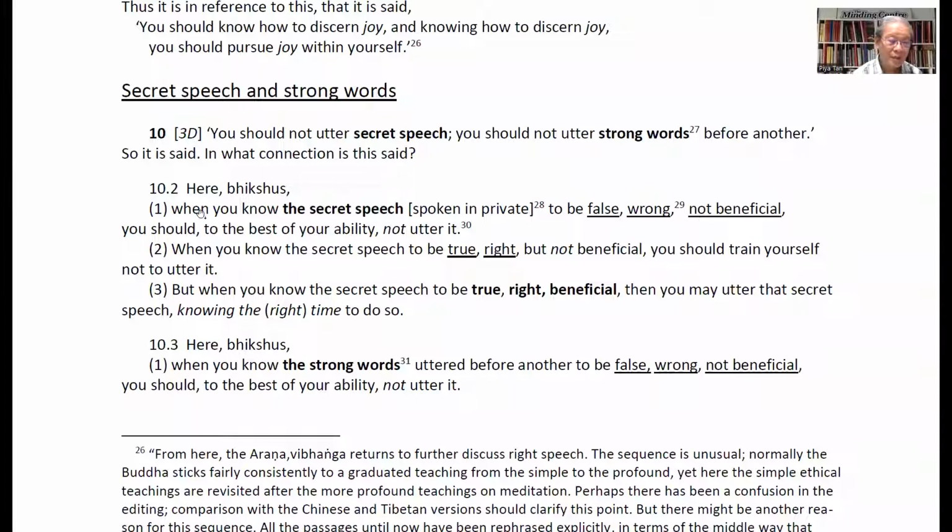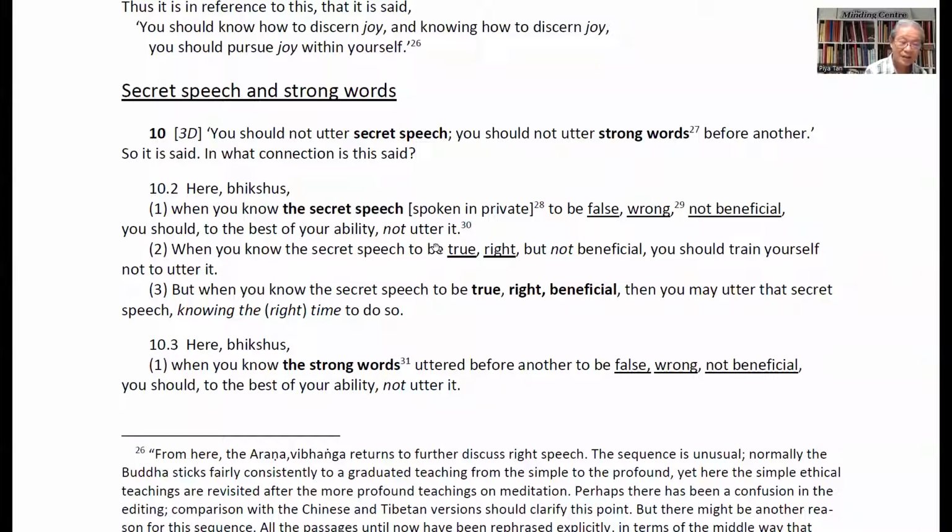Here, bhikkhus, when you know the secret speech spoken in private to be false, wrong, not beneficial, you should, to the best of your ability, not utter it, right? So some things are not worth telling, not worth talking about, because they're not true, they're wrong, and they're not helpful at all. So don't talk about it. It's gossip, or it is some sad things, right? It's not beneficial. Don't utter it.